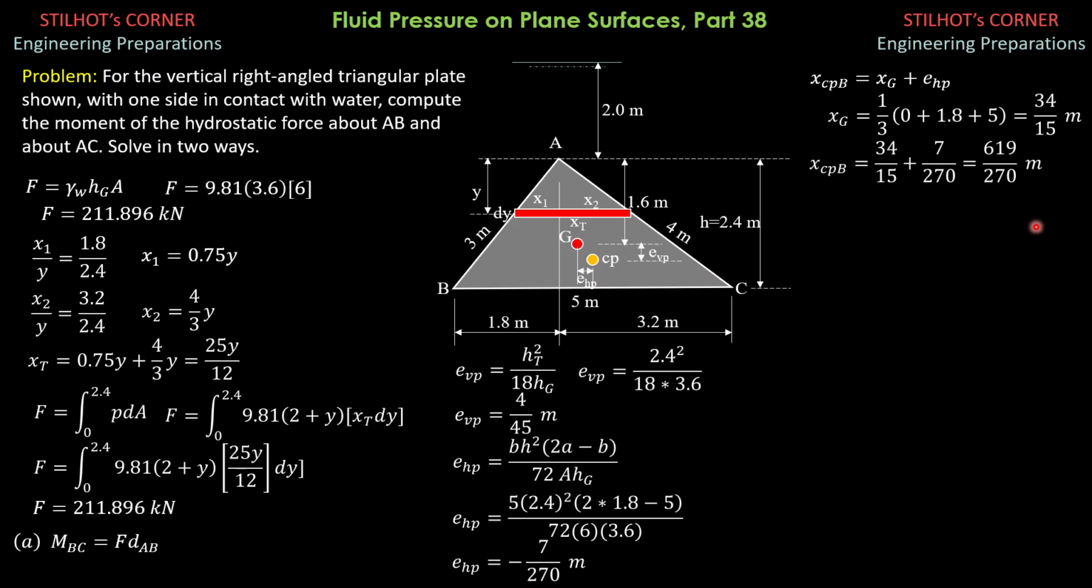Likewise, y sub cp is 0.8, so at B0, then vertically to G, one-third of 2.4 is 0.8, then minus e sub vp. So y sub cp with reference to B is 0.8 minus e sub vp, which is 4 over 45, and you will get 32 over 45. So we now have the coordinates of cp, which is at 619 over 270, comma 32 over 45.